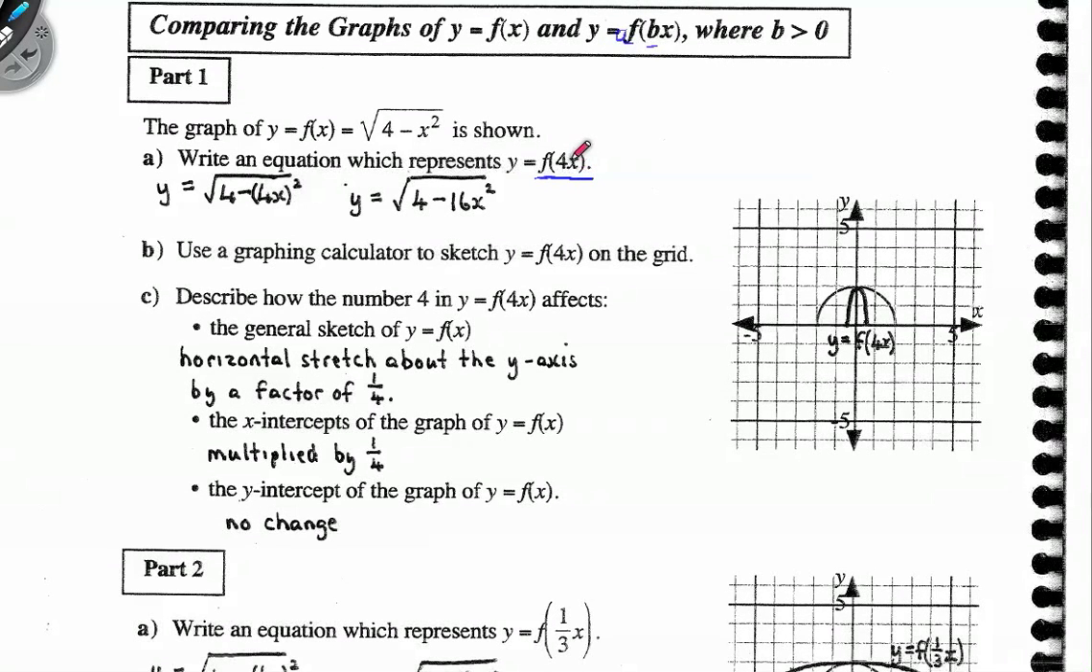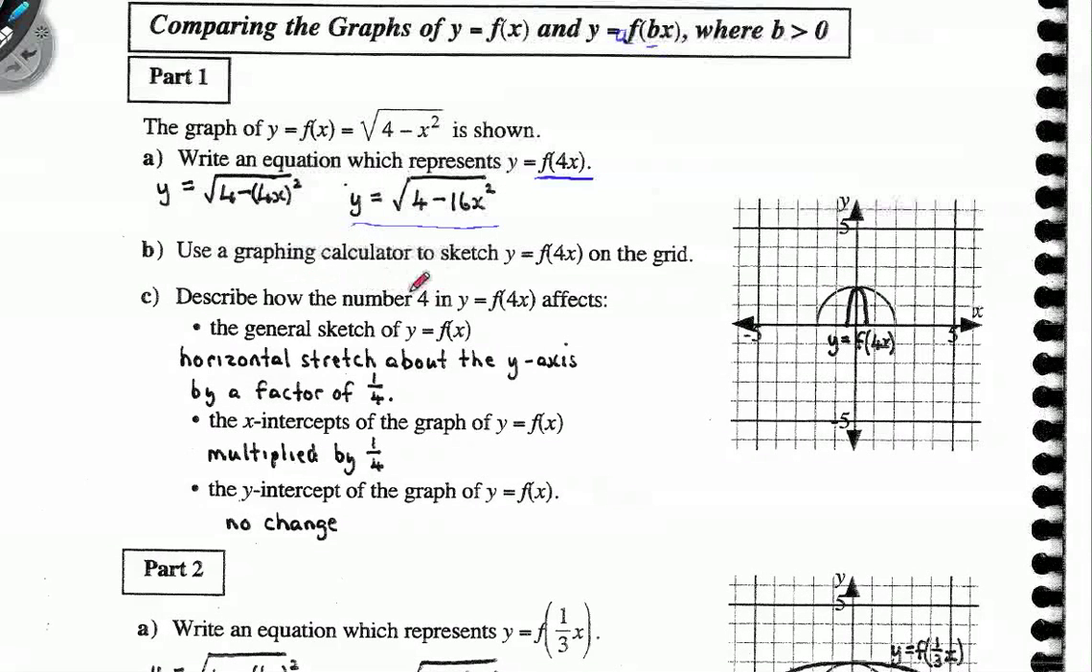It means x has been replaced by 4x. So here, this x gets replaced by 4x. Fair enough. We can multiply that out and we'll get negative 16x squared. If we put this into our calculators, we'll find we get a new graph like this. A lot smaller, looks like it's being compressed into the y-axis. This is actually a stretch by a factor of a quarter.